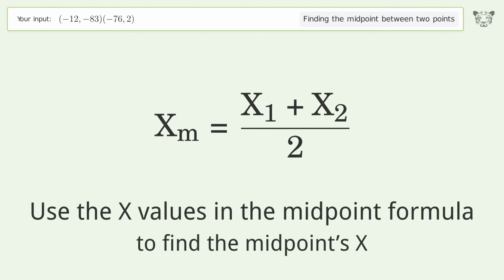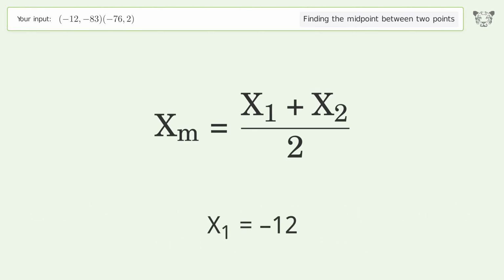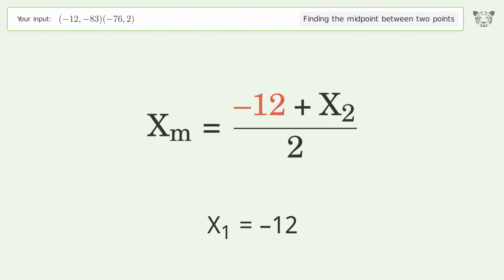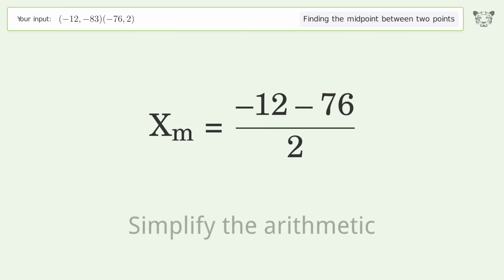Use the x values in the midpoint formula to find the midpoints x. x1 equals -12. x2 equals -76. Simplify the arithmetic.